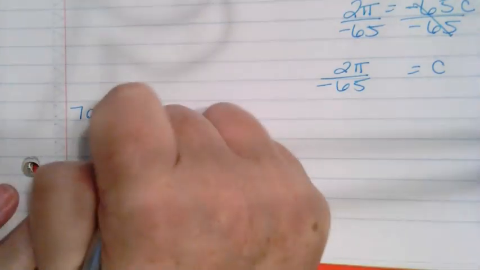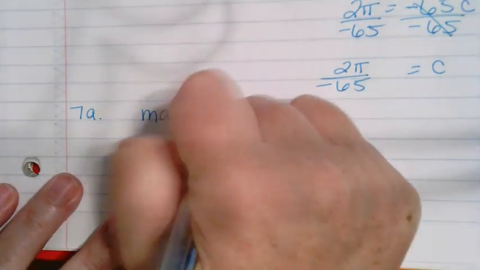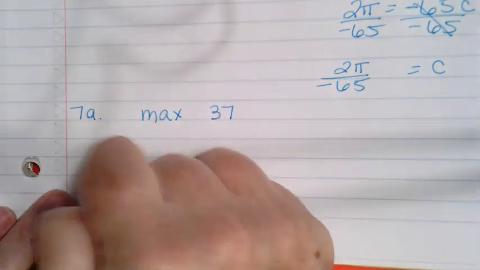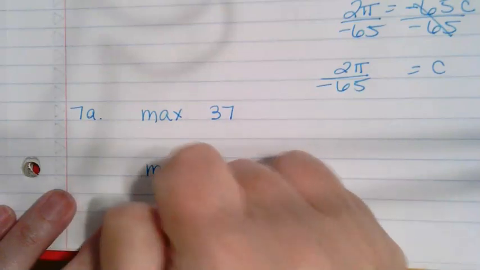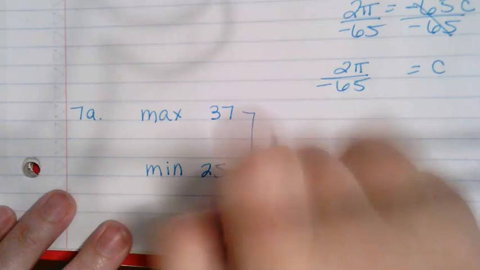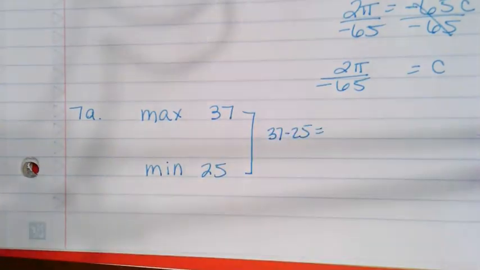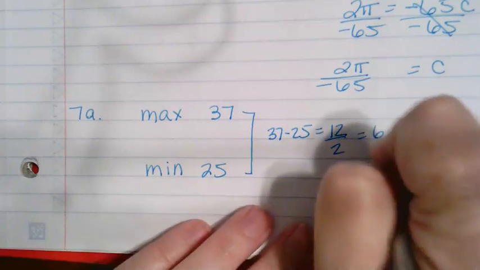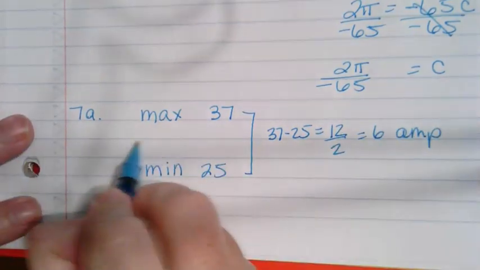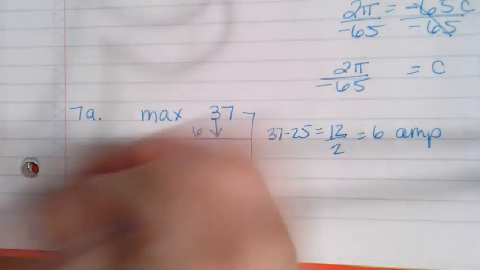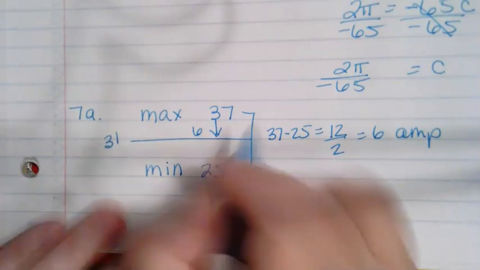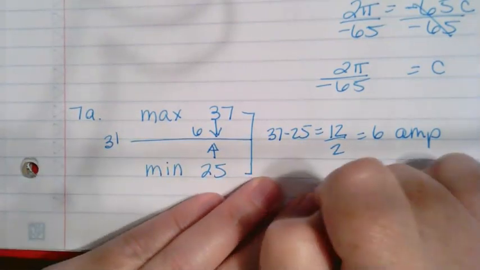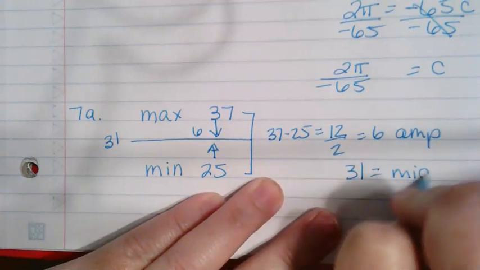Okay, let's go ahead to number 7. Let's see if I can do 7 here. 7A. They give us our max and min. So our max here is at 37. I'm going to go ahead and put min here at 25. So like what we did before, we're going to do 37 minus 25. I got 12. Divide by 2 is 6. So here's my amplitude. So if we go down 6, which is 31, and if I go up 6, it also gives me 31. So 31 is my midline.